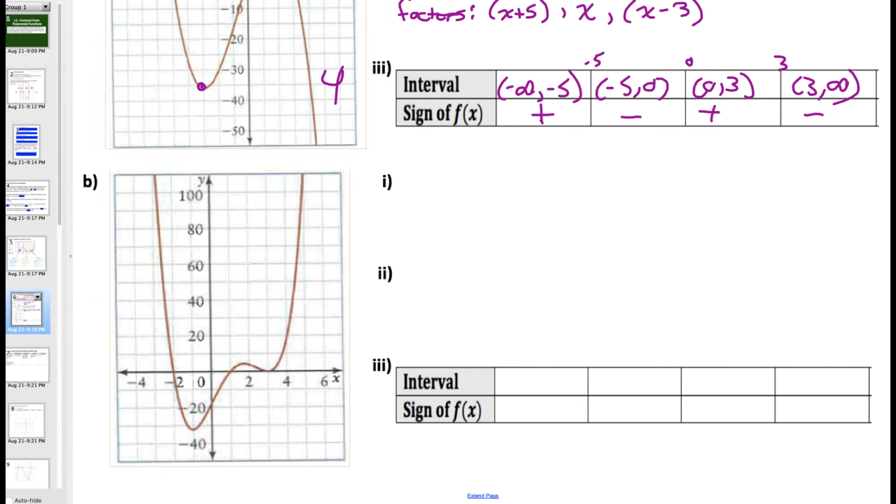Let's start with the x-intercepts again. The x-intercepts are -2, 1, and 3. So x-intercepts.